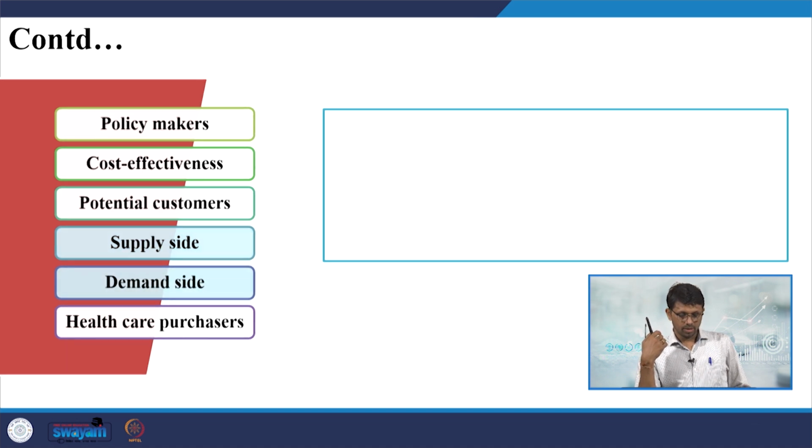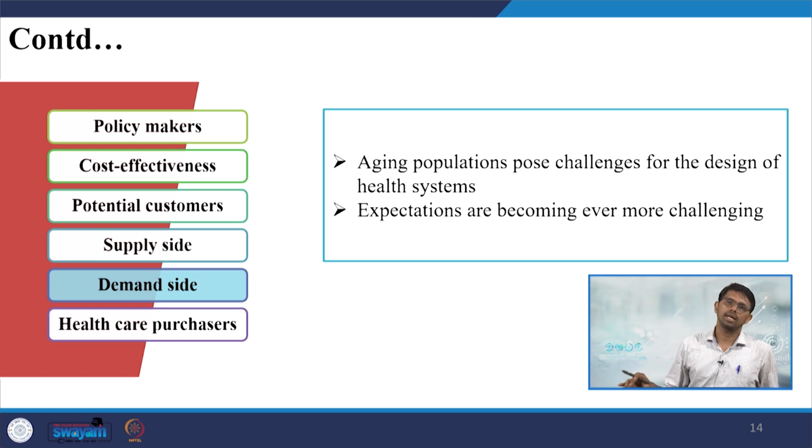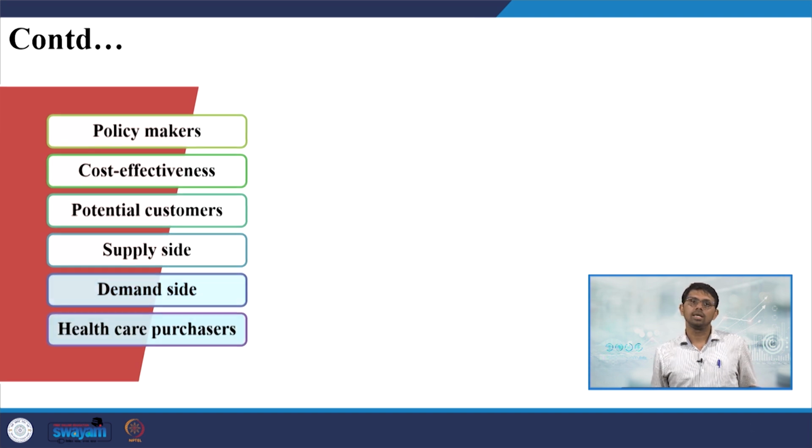And there is a demand side perspective as well. An aging population poses particular, typical challenges for the design of healthcare systems. Some healthcare systems might require modifications, and since society is aging day by day, a number of developed countries have already experienced the problem of aging, and there is natural occurrence of diseases which require further attention from the supply side. Hence, the demand side matters since it is posing certain requirements. Expectations are becoming even more challenging and difficult to deal with.